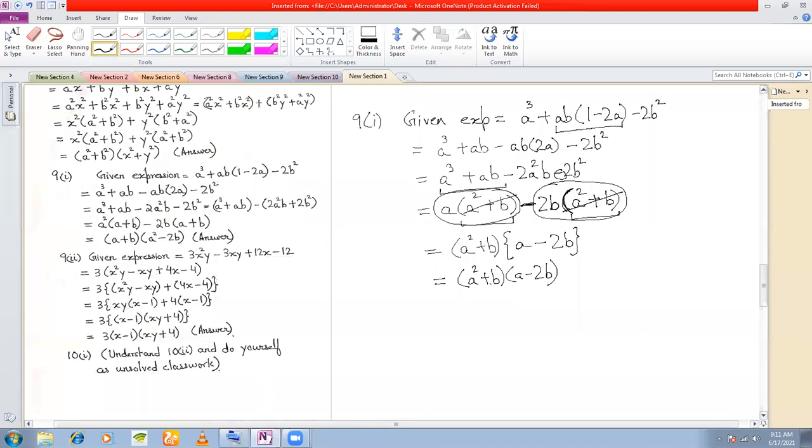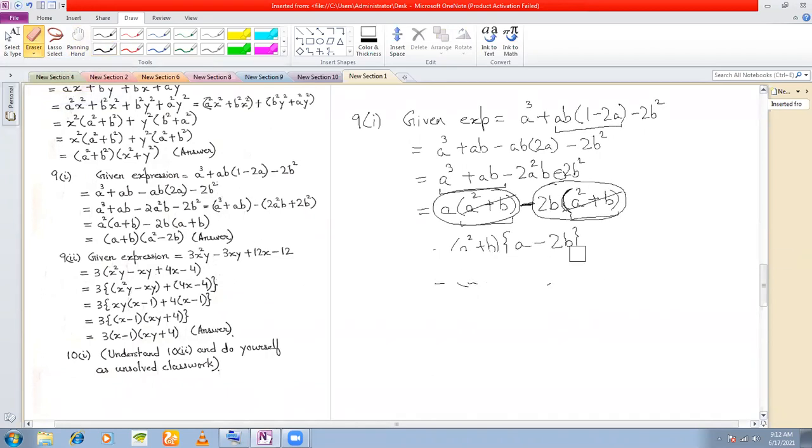See, that is why I told you that in most of the problems, you group in terms of two. And in most of the problems, if you group the first and the second term, you will get the answer. But if you don't get it with the first and the second, you try with the first and the third, and the second and the fourth, obviously. So let's try the next problem.